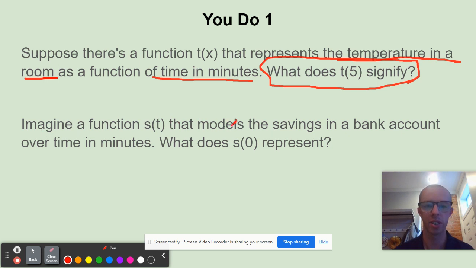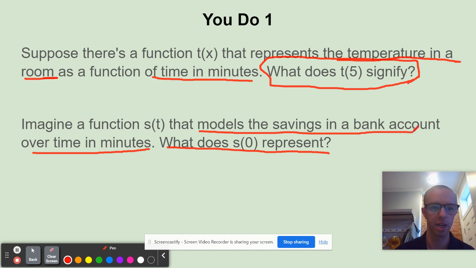All right, imagine a function, the S of T, models the savings in a bank account over time in minutes. What does the S of 0 represent? So if we input time into this function, it outputs the amount of savings in the bank account. So it's been 0 minutes. How much money does this person have in their bank account?